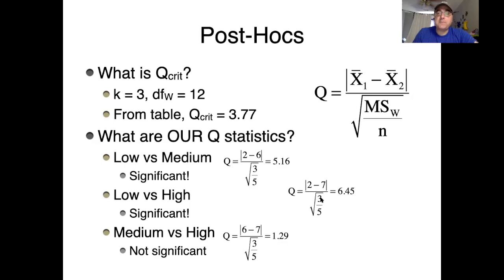If you put, let's see, low versus high, that is the difference between 2 and 7. So if you put a 5 over the square root of 3/5, you get a 6.45. But if you put the median versus the high group, that is to say an average of 6 and an average of 7 divided by the square root of 3/5, you get a 1.29. These 2 comparisons are significant because they're greater than 3.77, but this comparison is not significant because it doesn't get to 3.77.